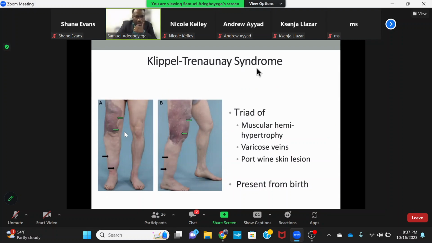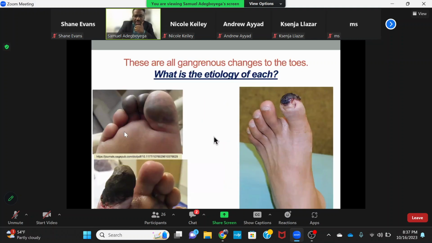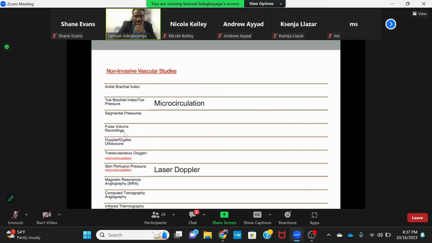Klippel-Trenaunay syndrome. What exactly is that? Basically, these are patients that have varicosities, okay, and they have this port-wine lesion. See these port-wine lesions? So anytime you see varicosity plus port-wine lesion, that's Klippel-Trenaunay syndrome, okay? FYI. All right, good. This is the main thing I want to focus on today, and I'm going to go into questions.